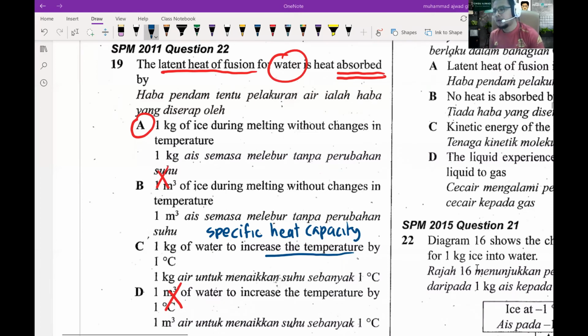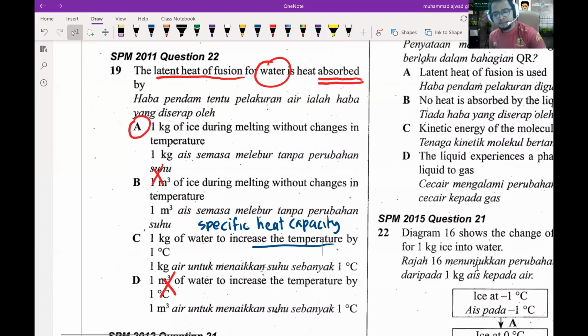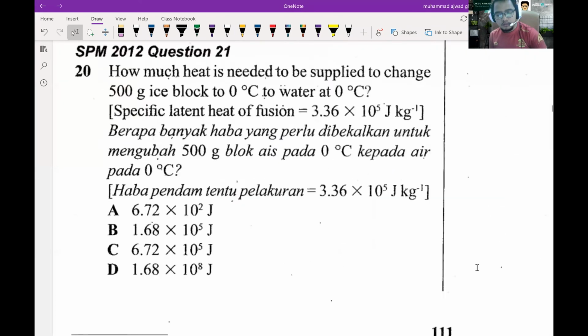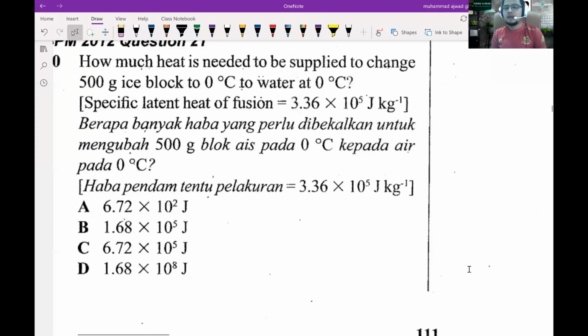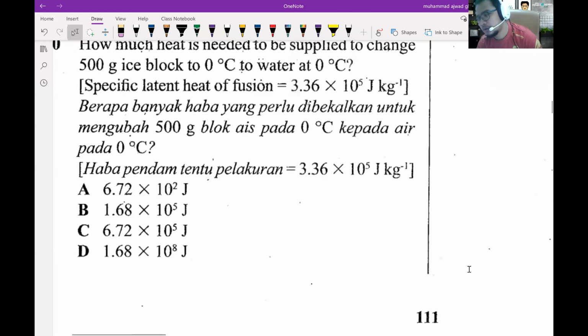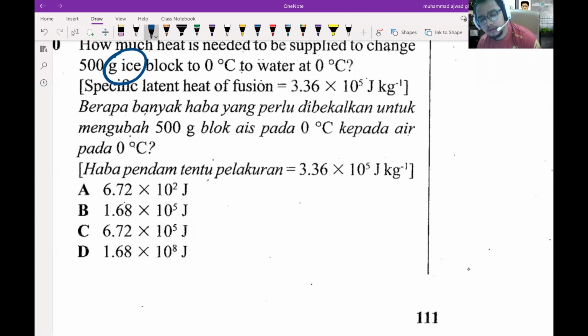Okay, so jawapan dia A. Okay, next baru ada kira. How much heat is needed to be supplied to change 500 gram ice block at 0 degree to water at 0 degree? Okay, so temperature does not change. There's only changing state of ice into water. So basically this is latent heat of fusion.